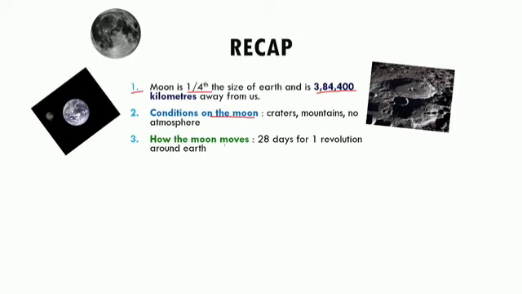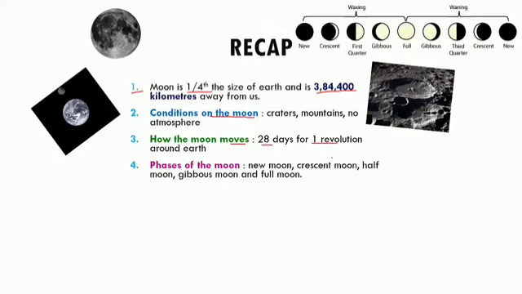Then we spoke about how the moon moves. We said that it revolves around the Earth just like how the Earth revolves around the sun, and it takes about 28 days for one revolution to occur. And we studied the different phases of the moon. We said the different phases of the moon were new moon, crescent moon, half moon, gibbous moon, and finally full moon, which takes 14 days. And the next 14 days of the phases of the moon are in reverse order, starting from the full moon and ending in the new moon.